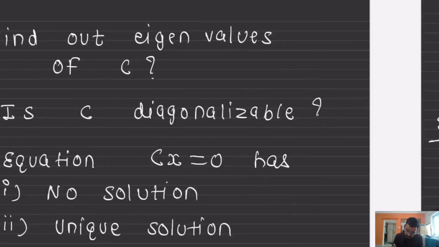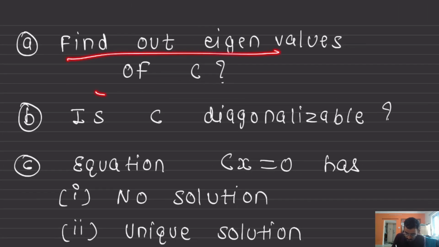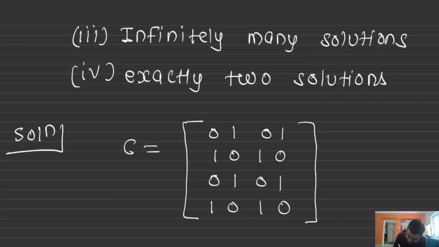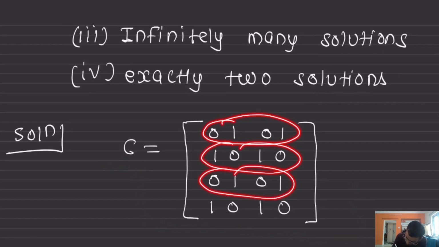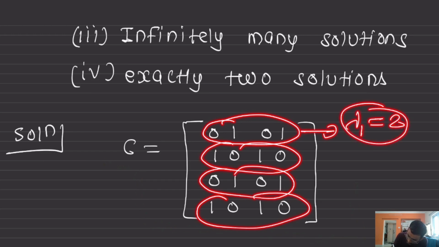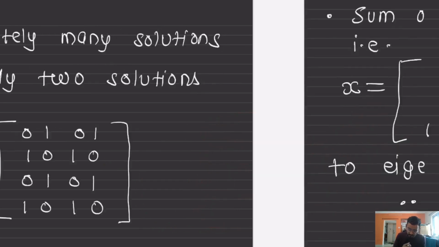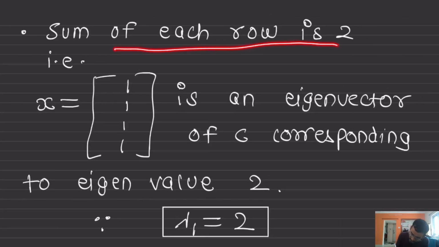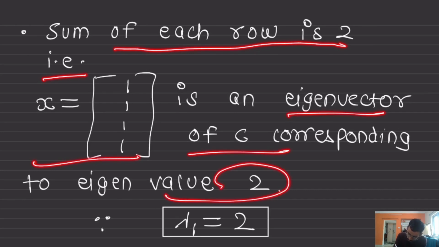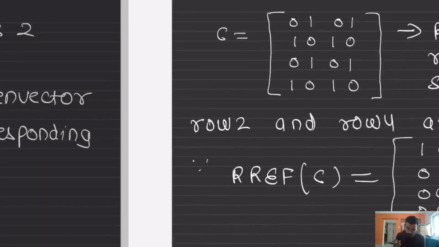So first we have to find the eigenvalues of C. So this is the C matrix given. If you carefully notice, the sum of each row of C is 2, then we can directly say one of the eigenvalues of C is 2, and one of the eigenvectors of C is 1 1 1 1, which is of 4 cross 1 dimension. Since the sum of each row of C is 2, this is an eigenvector of C corresponding to eigenvalue 2. So one of the eigenvalues of C is 2.